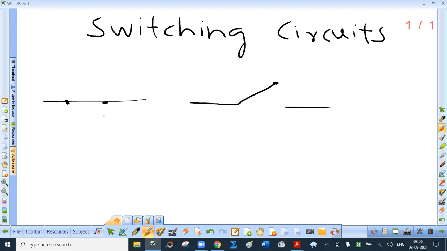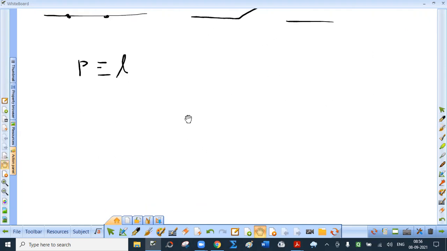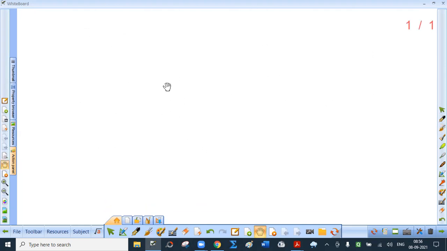If P is the statement, the switch S is closed, and if L is the statement that the lamp L is on, then P is equivalent to L. What does P stand for? P is the statement that switch S is closed. And what does L stand for? L is the statement that the lamp L is on. So these are equivalent. Now we discuss switches and logical connectives. Now the first one, switches in parallel.